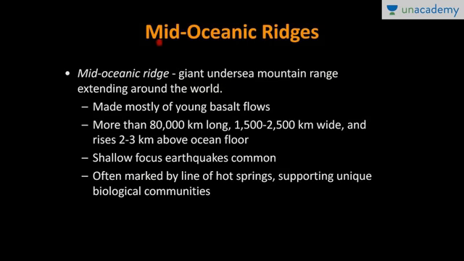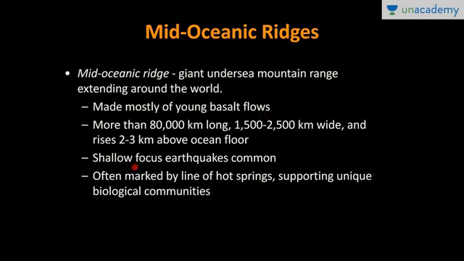The next one is the Mid-Oceanic Ridge. Now see, the Mid-Oceanic Ridge is a giant undersea mountain range. It extends around the world. You might have heard of the Mid-Atlantic Ridge. Now these mid-oceanic ridges are found along the divergent plate boundaries. Why? Because mostly there is upwelling of young basaltic magma along the divergent plate boundaries, and due to this there is a basaltic flow which forms these mid-oceanic ridges.